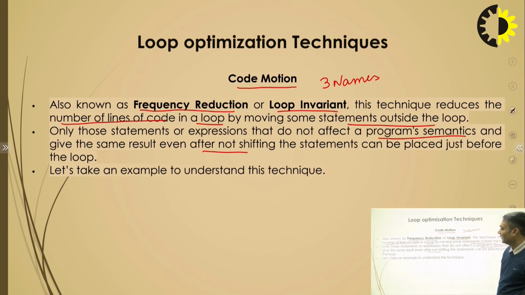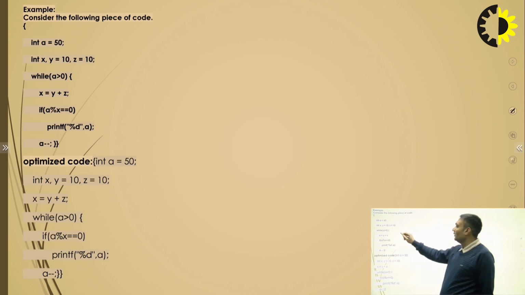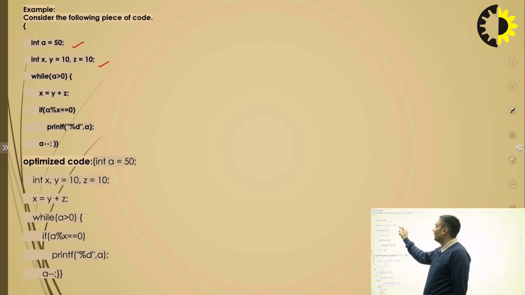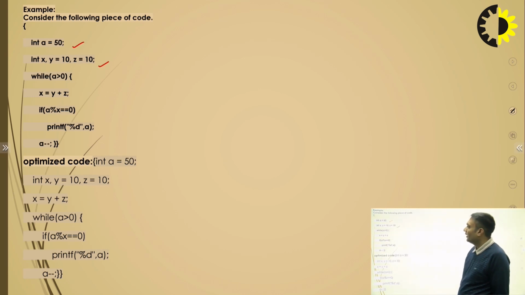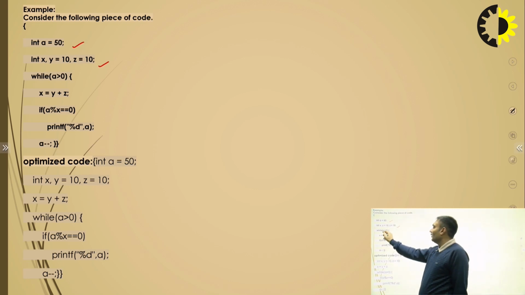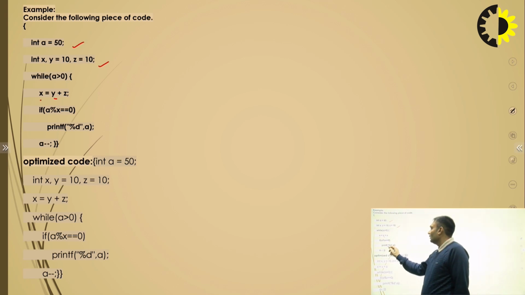So let's understand this code motion technique with some example. Now consider this piece of code. Here integer a equals 50, integer x, y equals 10, and z equals 10, and there is a while loop. If a greater than 0, then the value of x will be y plus z, and if a modulus x equals 0, then the value of a will be printed.